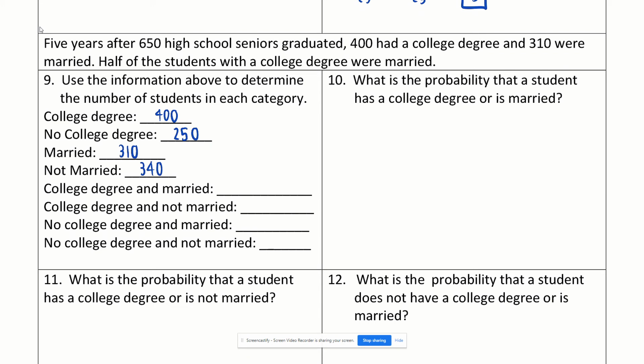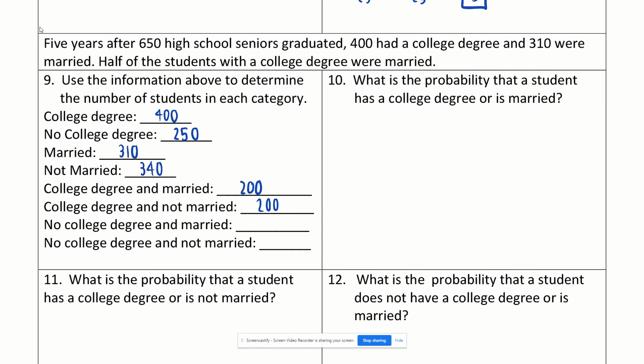Well, look, half of the students with a college degree were married. Think about that. There were 400 with a college degree. Half of those were married, so that's 200. Now, how many had a college degree? 400. So 200 had a college degree and were married, and 200 had a college degree and were not married.